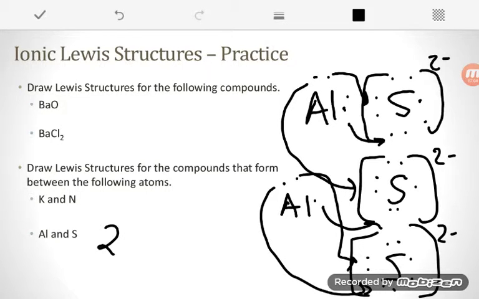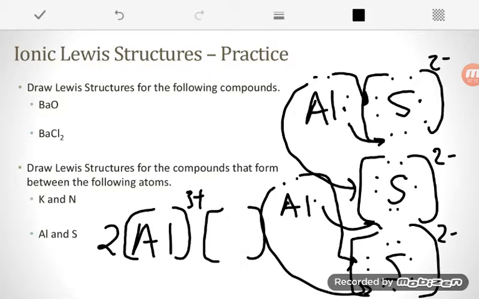So ultimately we have 2 aluminums, each of which has a +3 charge because they all gave away 3, with 3 sulfurs, each of which has a -2 charge, and each one now has an octet. So we need 2 aluminums for every 3 sulfurs so that we can get these octets and get a stable ionic compound.